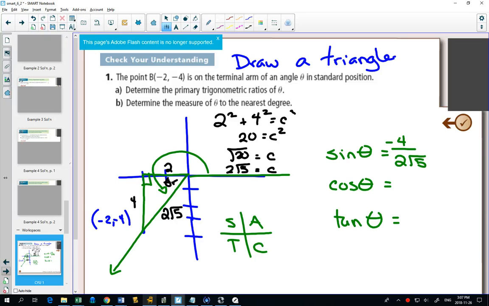You wouldn't be able to leave your answer like that. You'd have to simplify. 4 over 2 simplifies to 2. You would also have to rationalize your denominator. And so your final answer will be -2√5 over 5.